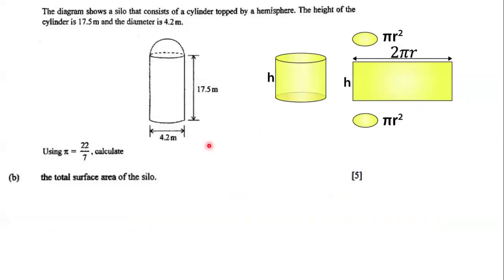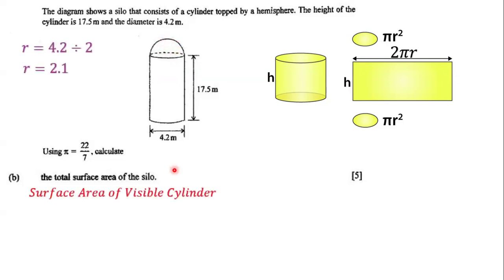Next, we are going to determine what is the total surface area of the silo. And in order for us to determine the surface area of the silo, we're going to determine what is the surface area of the bottom, and then we can determine what's the surface area of this hemisphere. Now, we need to figure out what is the surface area of the visible cylinder.